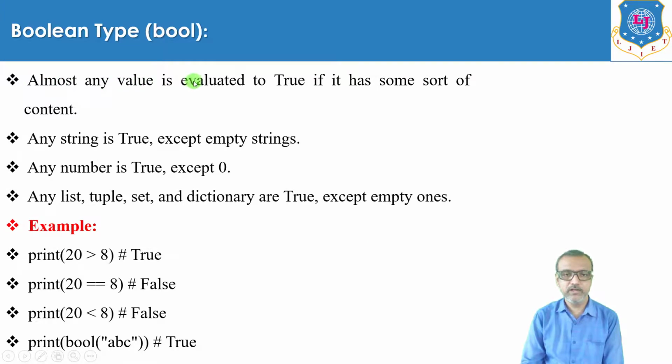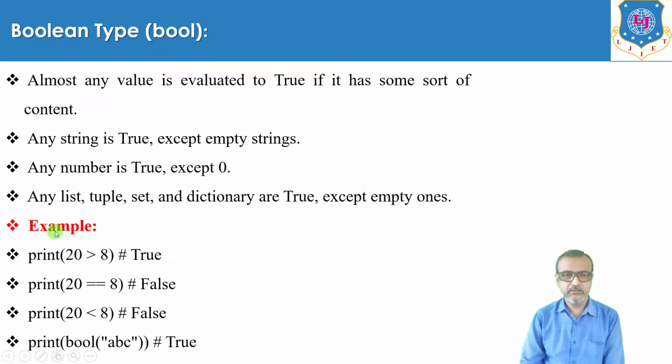Almost any value is evaluated to true if it has some sort of content. Any string is true except empty string. These are the important points, just keep in mind. I will show you the examples of these concepts. Any number is true except 0. Any list, tuple, set and dictionary are true except empty ones.